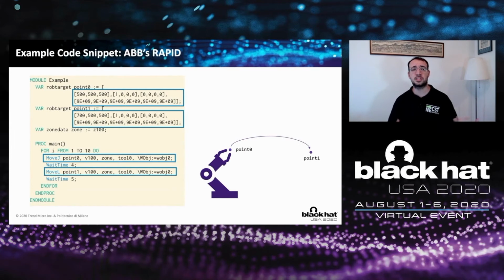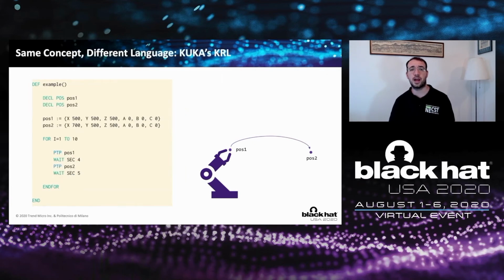Here you can find a simple task program implemented for ABB's RAPID programming language. This program moves a robot between 2 points, point 0 and point 1, repeatedly in a loop for 10 times. As you can see from the source code, it's like having a general-purpose programming language with the addition of robot-specific instructions and data types. The same concept can be applied to different languages. Here is the same program implemented for another language, KRL. As you can see, the structure is very similar.